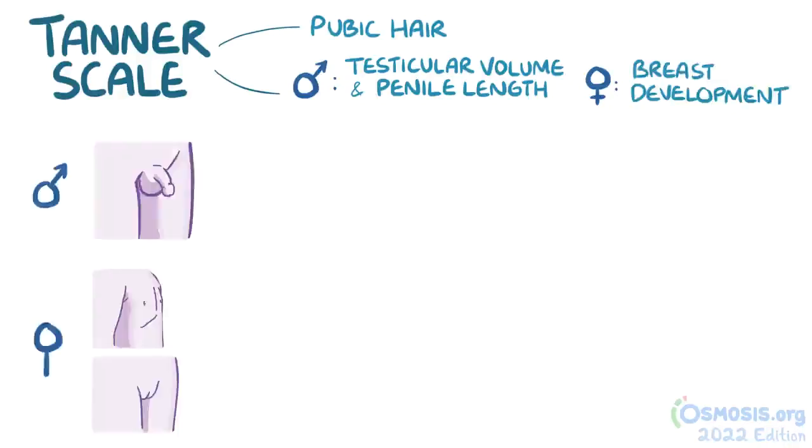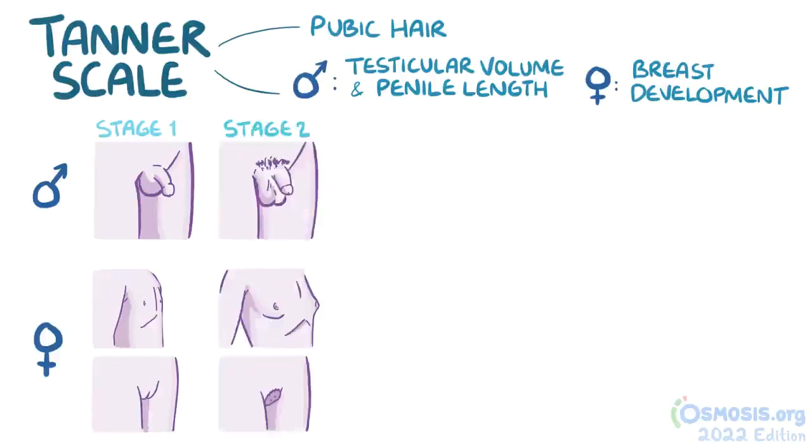There are 5 stages. In stage 1, the pre-pubertal stage, no pubic hair is present in either sex. Males have a small penis and testes. Females have a flat chest. In stage 2, pubic hair appears and there's a measurable enlargement of the testes and breast buds appear.